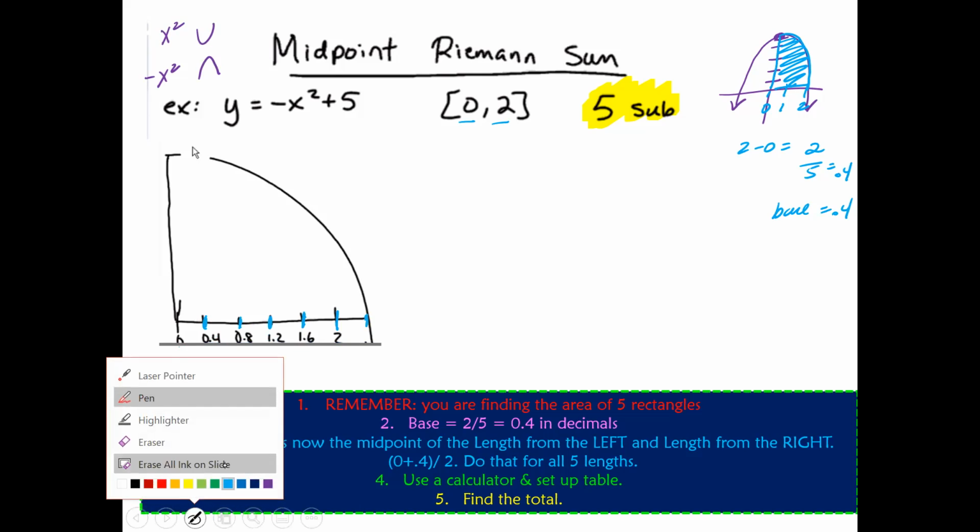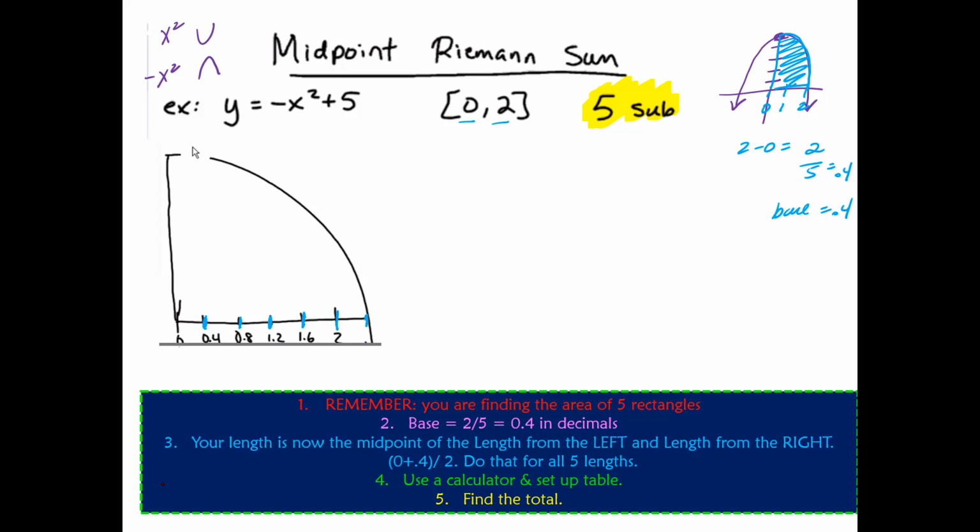Okay, so as I'm drawing the rectangles for this, you will have to draw the rectangle at the midpoint. So what's the midpoint between 0 to 0.4? Well, that would be 0.2. What's the midpoint between 0.4 to 0.8? That's going to be 0.6. What's the midpoint between 0.8 to 1.2? That will be 1. And then 1.2 to 1.6 will be 1.4. And then 1.6 to 2, that will be 1.8. Okay, so those are the midpoints. And then from there, you're going to be drawing your rectangles at those midpoints.